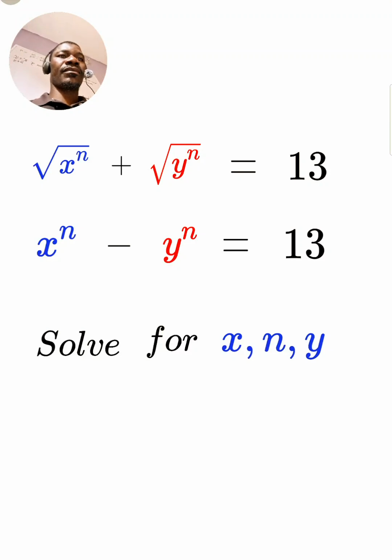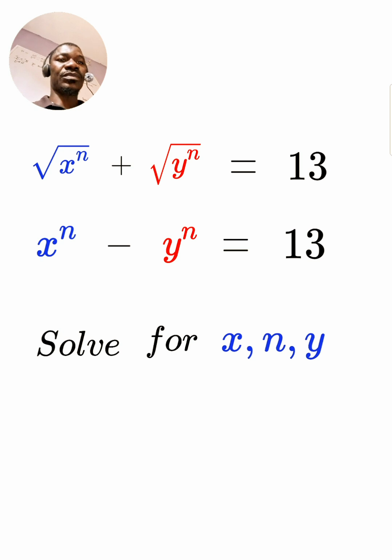Welcome to class, and let us look at this interesting maths question. It states that the square root of x raised to n plus the square root of y raised to n equals 13, and x raised to n minus y raised to n equals 13, and we are requested to solve for x, n, and y. So how do we go about it?